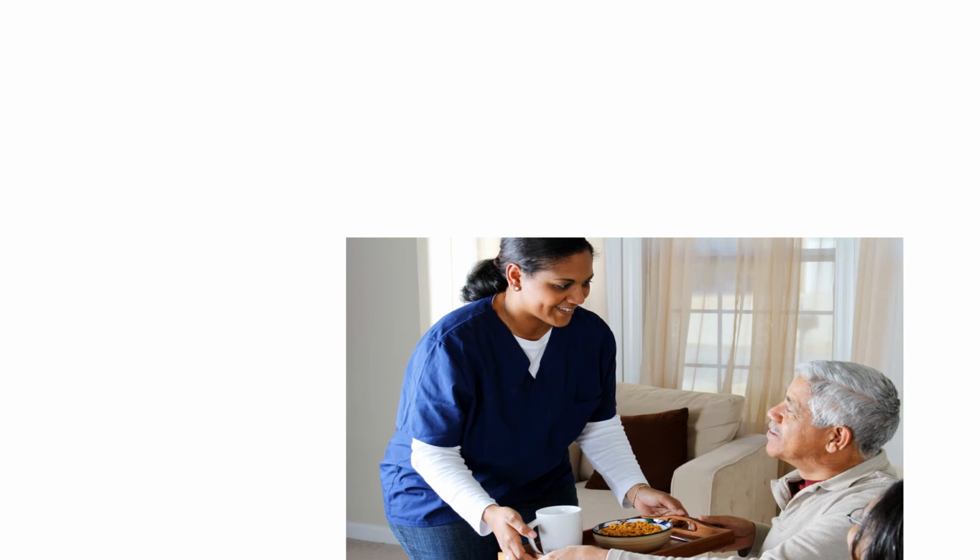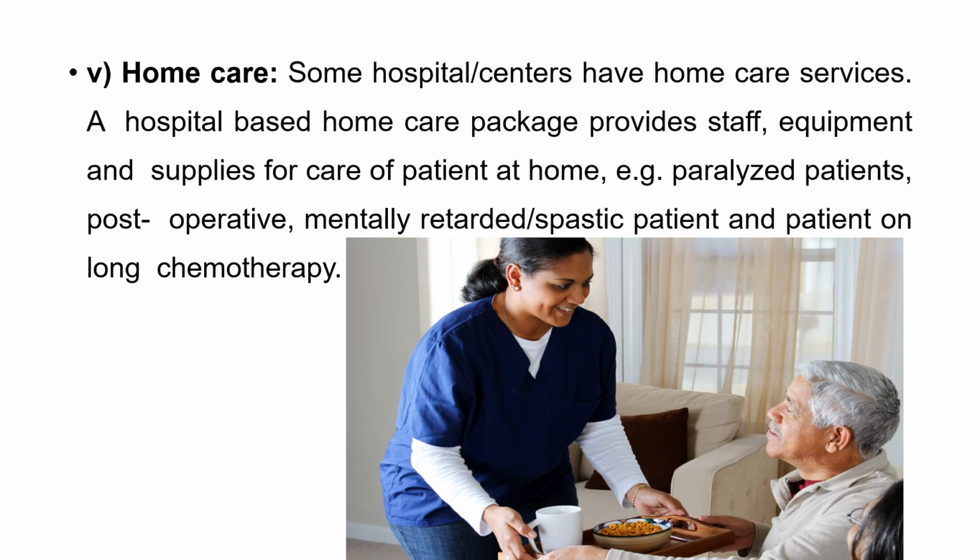Coming to the fifth element, that is home care. Some hospitals or centers have home care services. Home care services is a package which consists of staff, equipment and supplies for care of the patient at home. Examples of patients who can be taken care of at home include paralyzed patients, post-operative patients, mentally retarded or spastic patients, and patients on long chemotherapy.